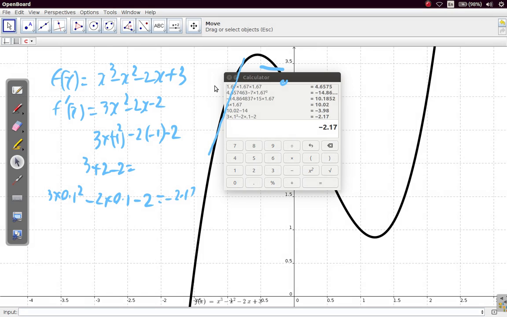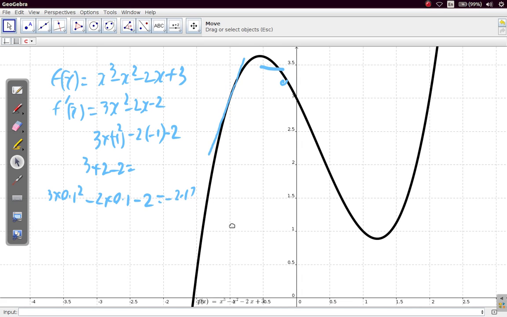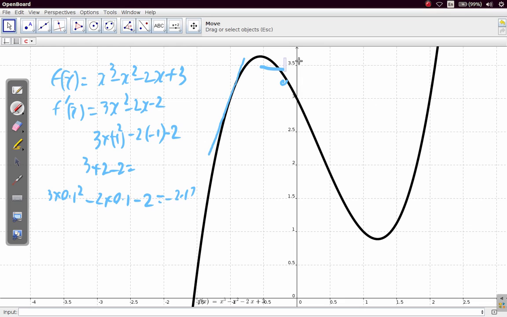Now, the fact that we get a negative value indicates that if you draw a tangent to the curve at this point, it will have a negative gradient. Let me try to draw it. It's not supposed to cut through the curve, it's supposed to just touch the curve. Say that is our tangent. It has a negative gradient.